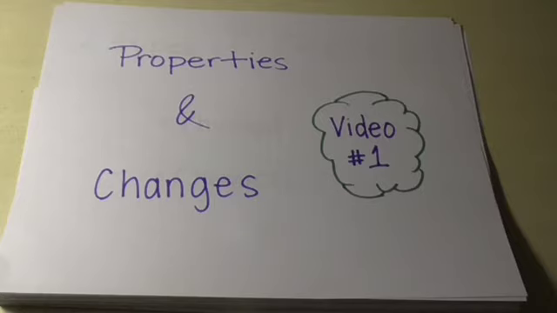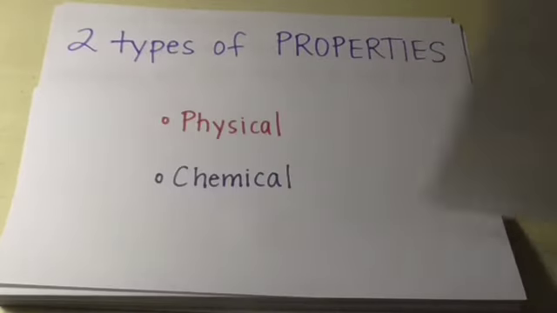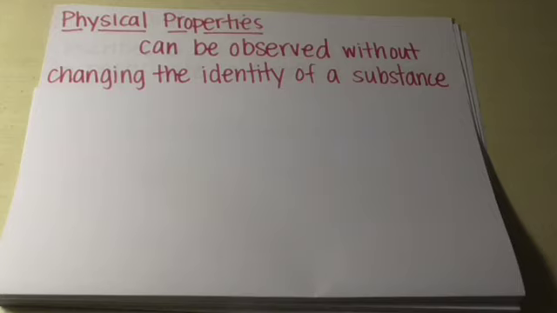So today's topic is about properties and changes in chemistry, and this is video 1. Basically there are two types of properties that we discuss in chemistry. We'll talk about the properties first, then we'll talk about the changes. Those two types of properties are our physical properties and our chemical properties. Physical properties can be observed without changing the identity of a substance, so its chemical formula stays exactly the same. Here are some examples of those for you.